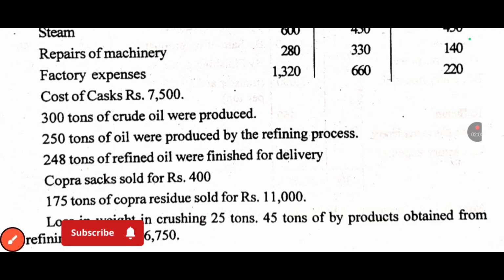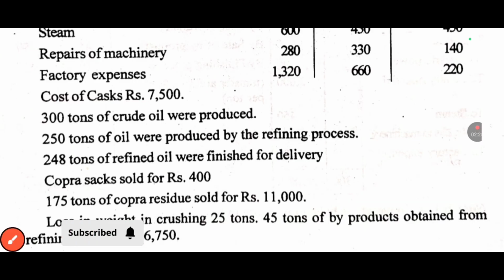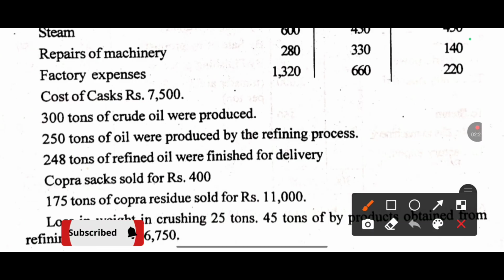Why? Because only at the end, with the finished oil, can you fill the oil into the container. Only then are you going to purchase the cask, which means the oil filling container. Its amount is 7,500, so it will appear on the finished process account. Okay, let's come to another piece of information.